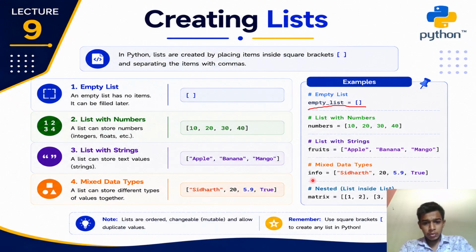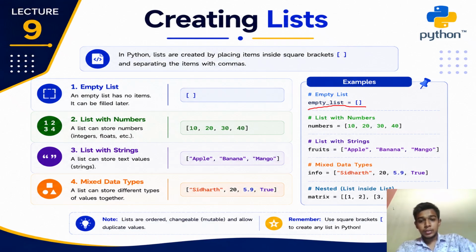Now here you can see a nested list, which means a list under a list. Don't worry if it looks new, we will learn nested lists in detail later in the lecture. You don't have to panic about the nested list because there is a proper slide for nested lists in this lecture.